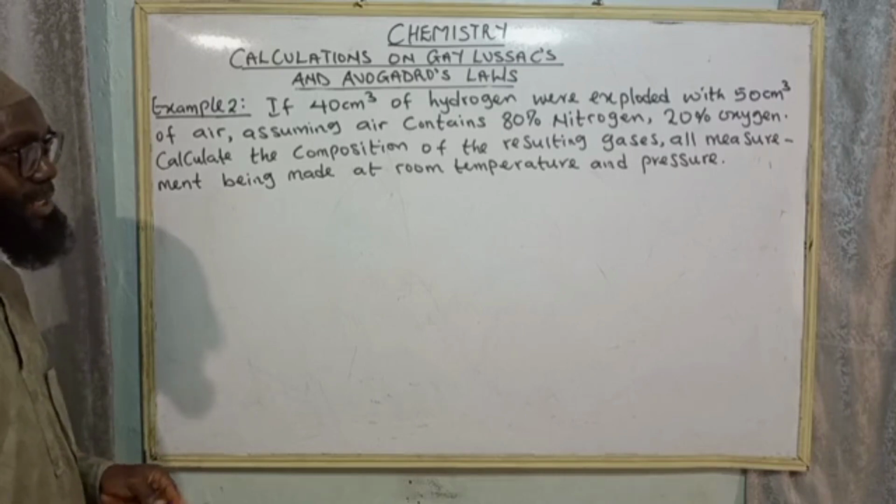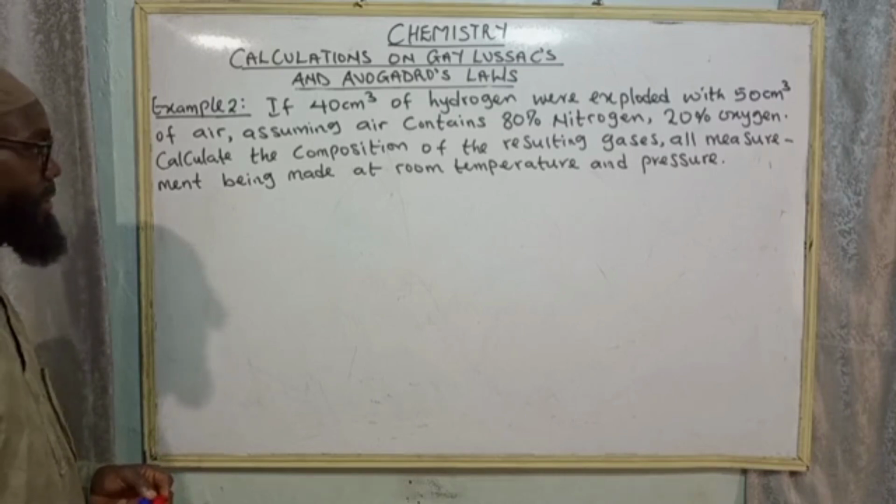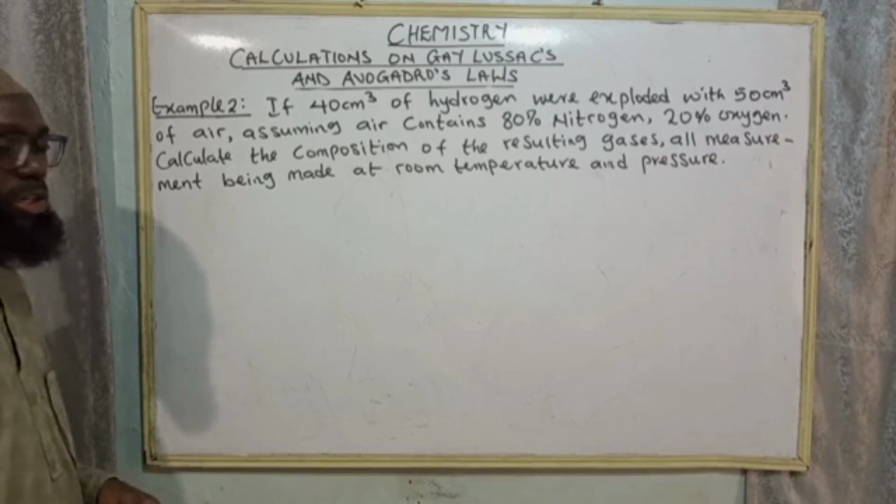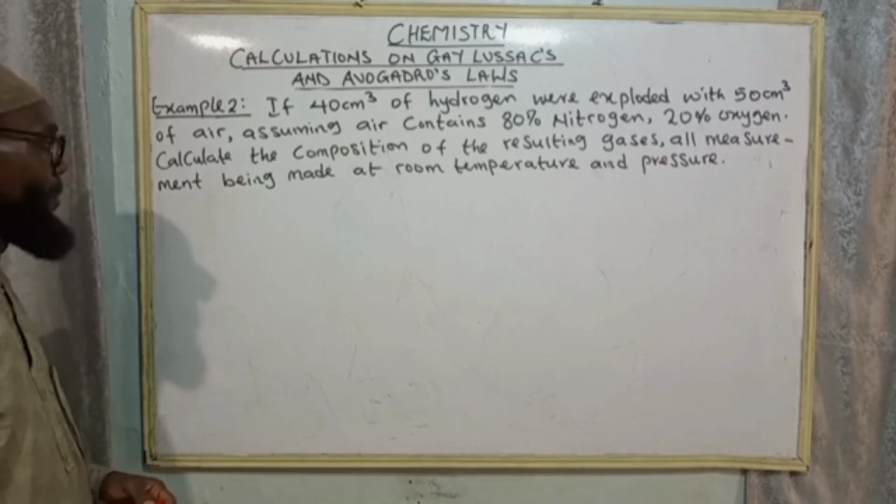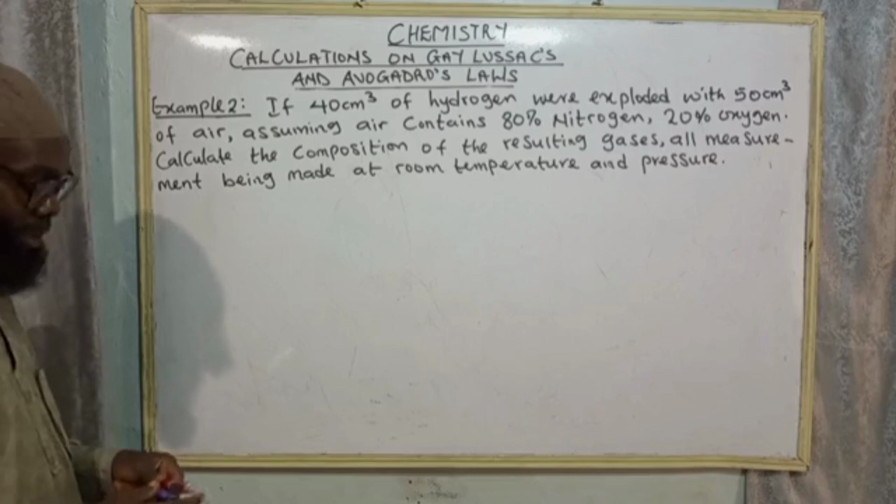Example 2. If 40 centimeter cube of hydrogen were exploded with 50 cm cube of air, assuming air contains 80% nitrogen, 20% oxygen, calculate the composition of the resulting gases. All measurements being made at room temperature.